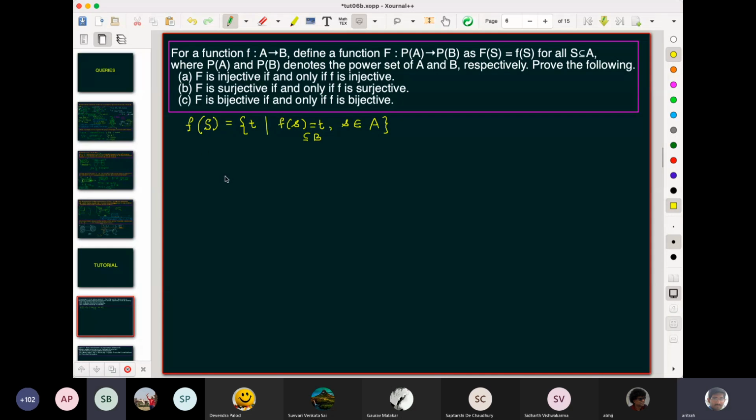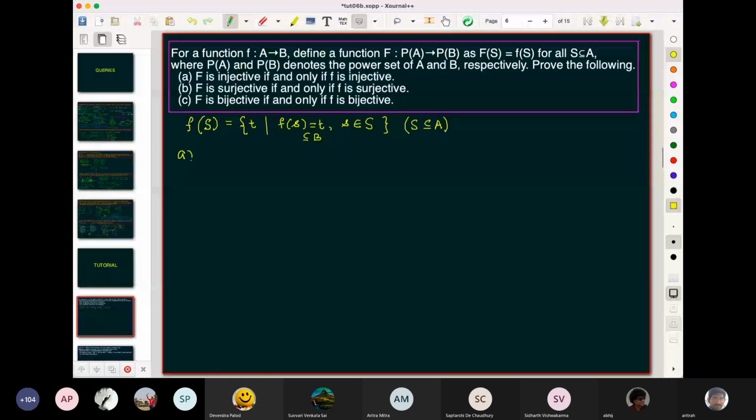So does small s belong to A or capital S? Sorry, this is capital S. Obviously it belongs to A, because S is a subset of A. S is a subset equal to A. But to be more precise.